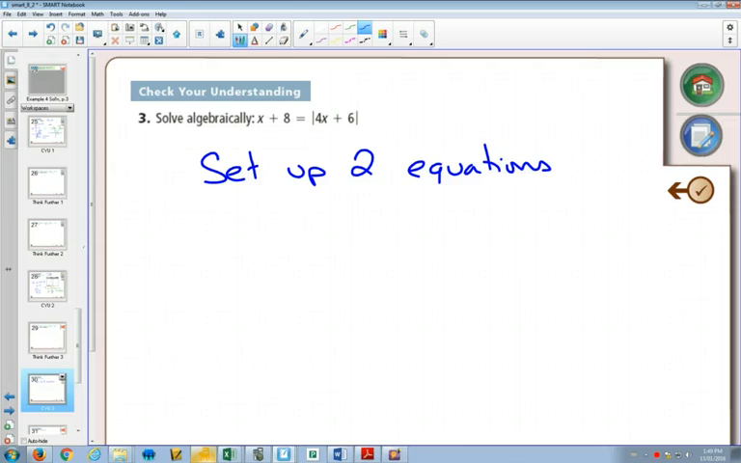So when solving absolute value equations, you're always going to start by setting up two equations. This goes back to the idea that you can have two equations as part of your piecewise function. You have one equation where the absolute value is positive, and then you would just have our x plus 8 equals 4x plus 6.